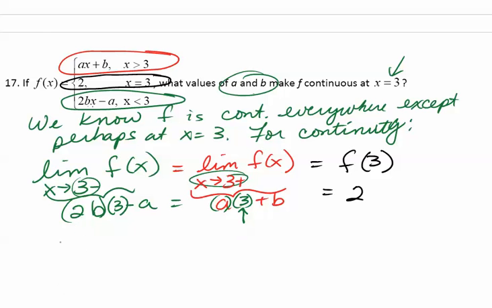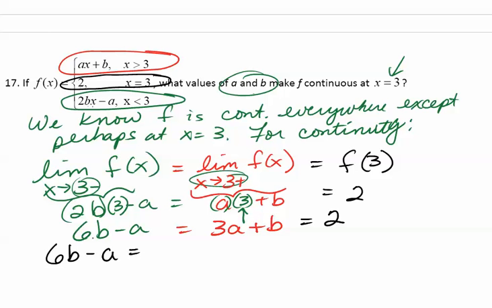This would be 6b minus a. And this piece would be 3a plus b. And of course, we can see that we want both of those to be equal to 2. So we've got really 3 different combinations here. So this is back to an Algebra 1 problem. We want this first part to be equal to 2, and we want this second part to be equal to 2.